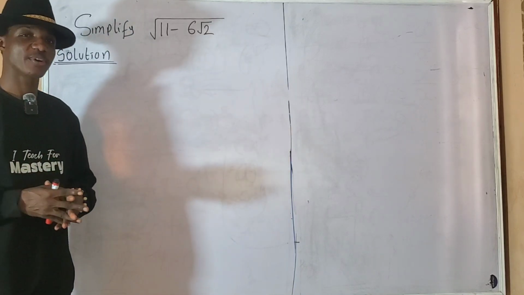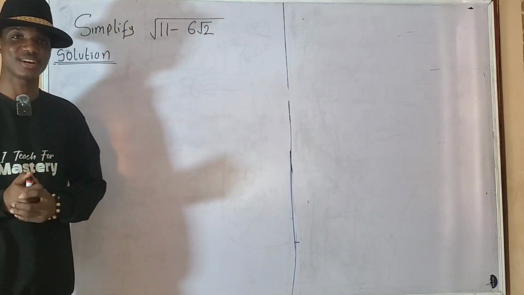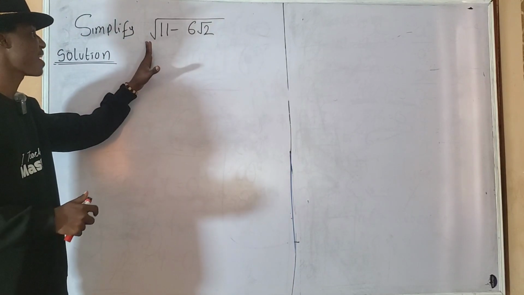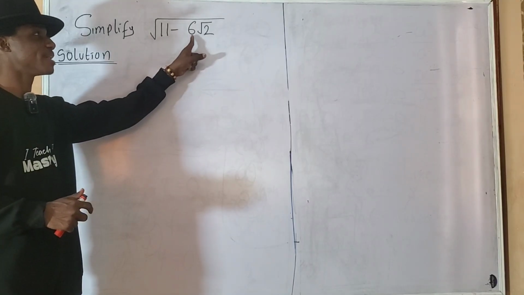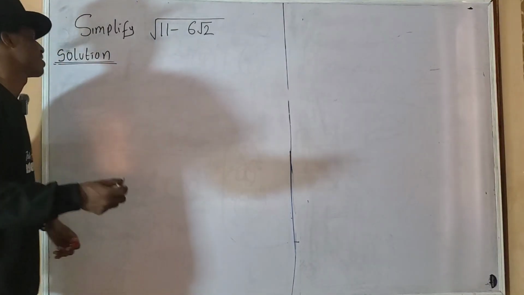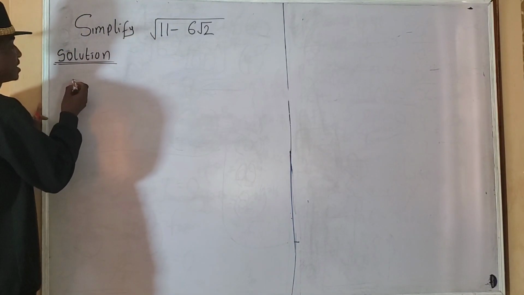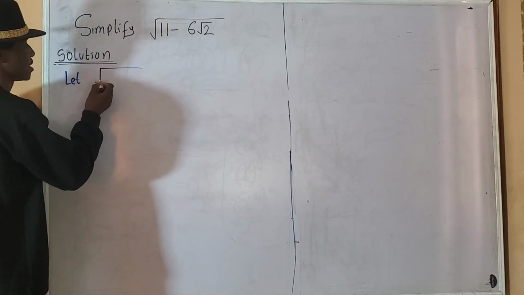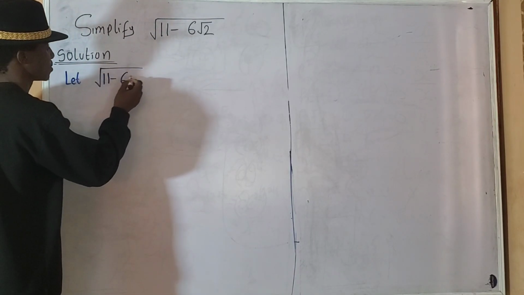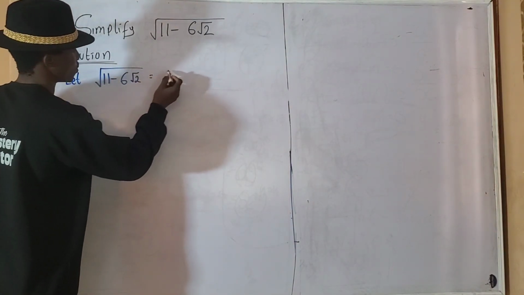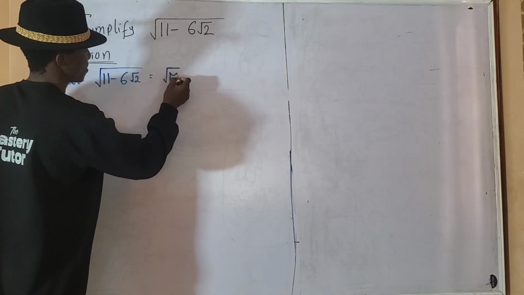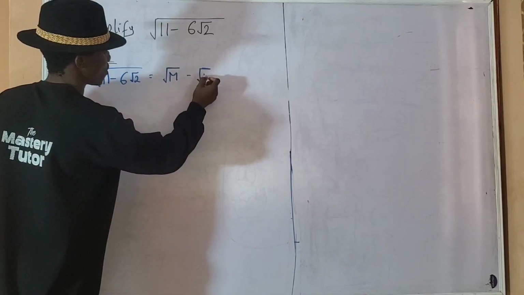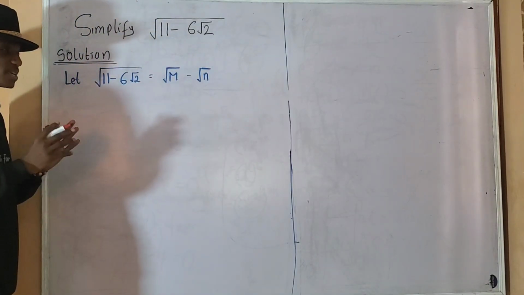What will be your move if you encounter this question in exam? Here you're asked to simplify root 11 minus 6 root 2. Okay. The first step is that let root 11 minus 6 root 2 equal to the square root of m minus the square root of n. Okay? Just pay attention.